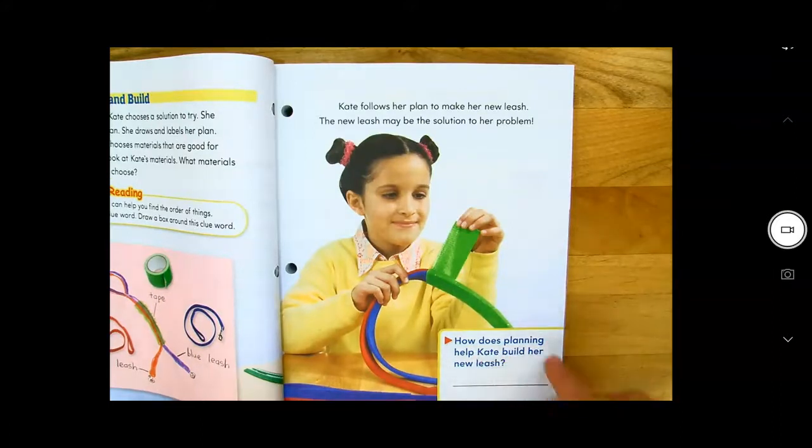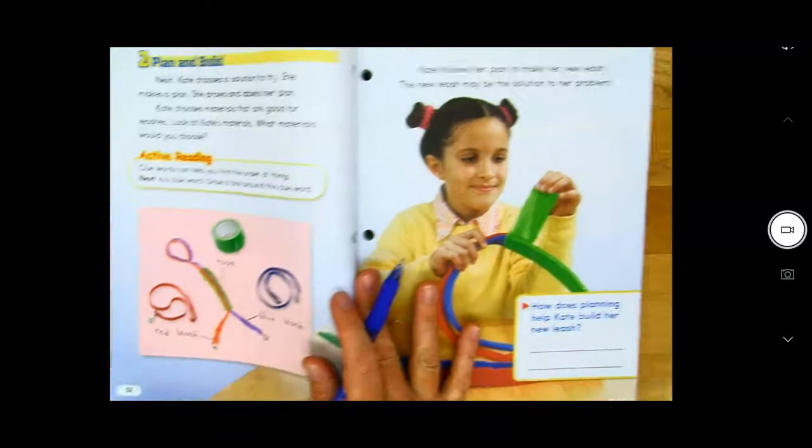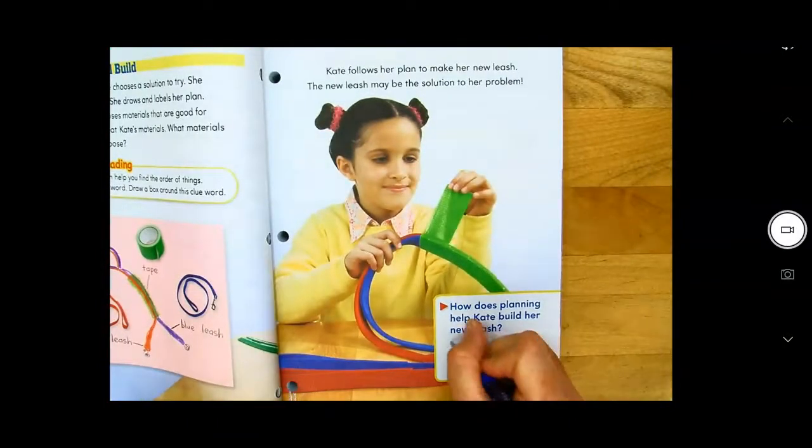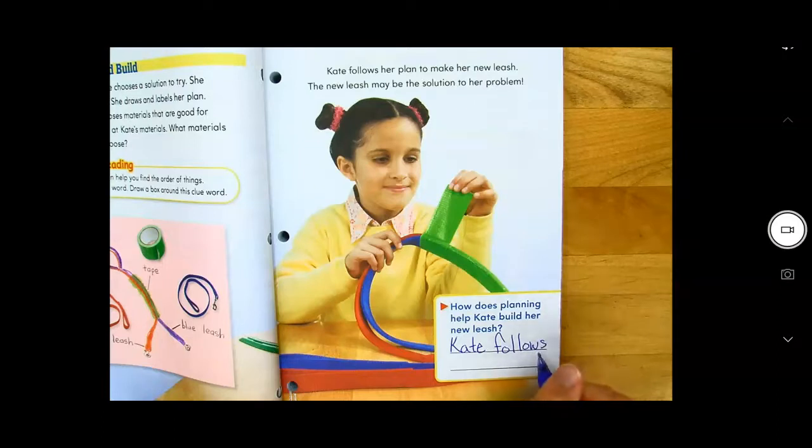How does planning help Kate build her new leash? So how does making a plan help Kate build her new leash? Well, her plan is her drawing over here. She labeled it so she knows what to do. So Kate follows her drawing to make her new leash.